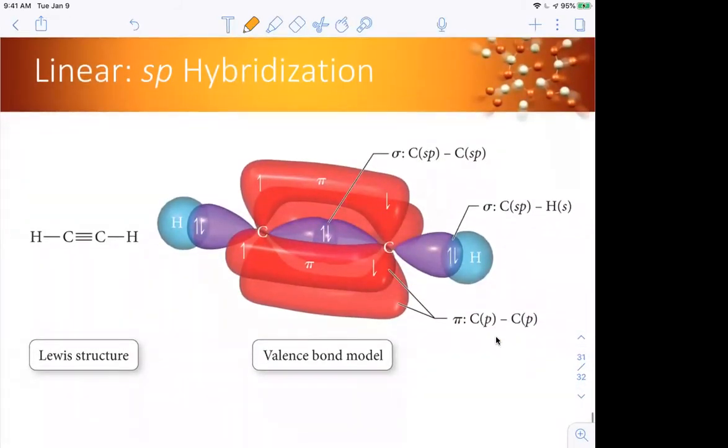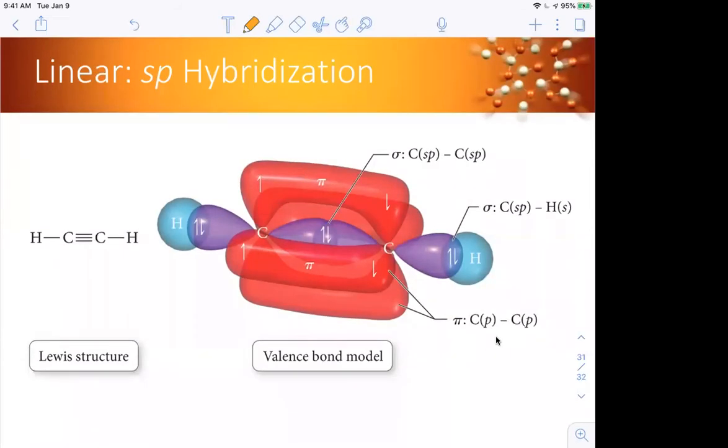So this is also what it looks like. Maybe you can see this a little bit differently. These p's are at 90-degree angle. One is up and down, one is in and out. And then I have this linear geometry of those sigma bonds according to the valence bond model. So again, anytime I have sigma, it's the hybridized orbitals. If I have pi, it's going to be the unhybridized p to p sideways overlap.